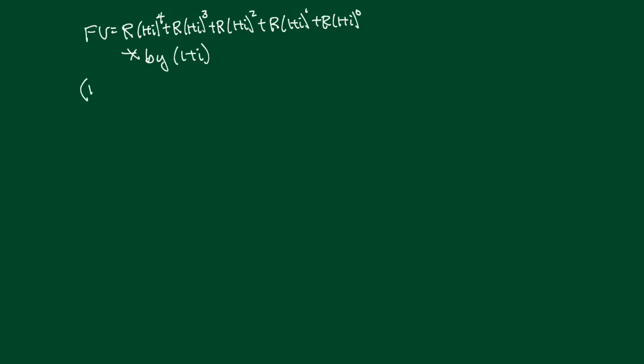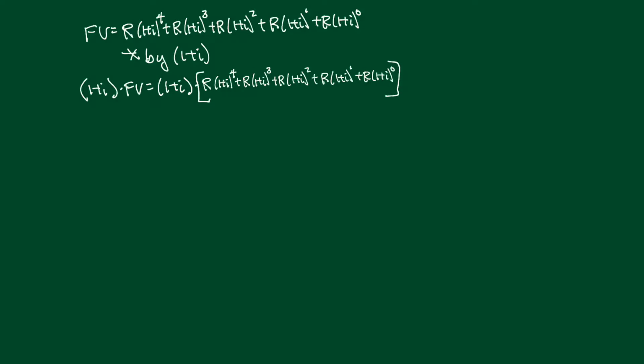I'll write it. So it's going to be this: 1 plus i times future value equals 1 plus i times this entire side right here. All right, so I've got that. So do you see what I did here? I started up here. I multiplied this side by 1 plus i. There it is right there. Equals, now 1 plus i times this entire right-hand side, right? Times all of that. Now, by the distributive property, I'm going to distribute this 1 plus i to each one of these terms.